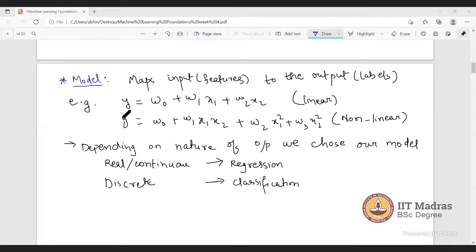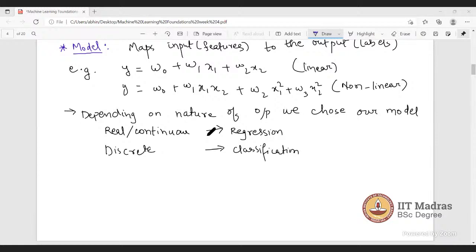So what exactly is a model? We are actually finding w0, w1, w2. That is what we essentially do while we form a model. When we find weight parameters, we say we are modeling a particular training set. Next, depending on the nature of output, we choose our model. If our output is real or continuous, we go for regression models. If we have output which is discrete, we go for models of classification. This is also important to keep in mind.